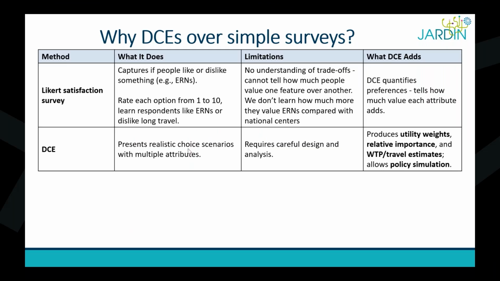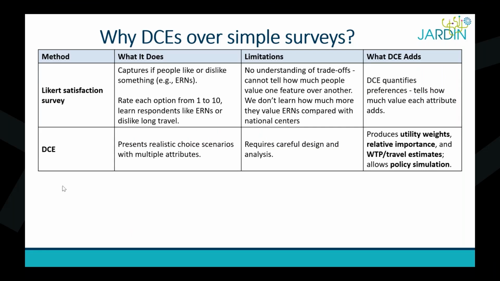And then what we can learn from here is that people might like the European reference networks, or they might dislike long travel and things like that. But the problem with this type of survey is that it cannot tell us how much people value one feature over another. We cannot learn how much more people value the European reference networks compared to other types of organizational models. But the DCE quantifies these preferences. It tells us how much value each attribute or each level adds. So that is very important.